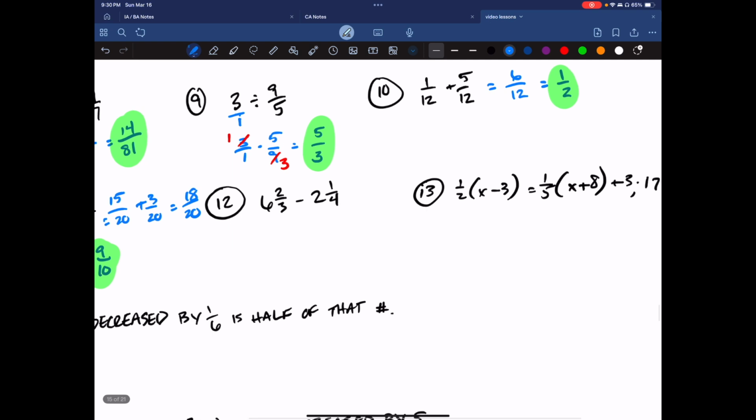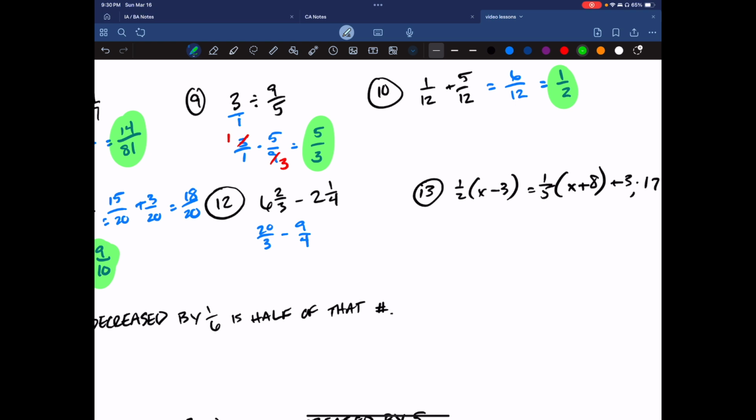12. Again, I would convert these into improper fractions. So that's one way to do it. And if you did that, that would be 20 over 3 minus 8 times, or 4 times 2 is 8. So it's 9 over 4. So this is what you'd be working with, and you have to convert both. So let's do that.